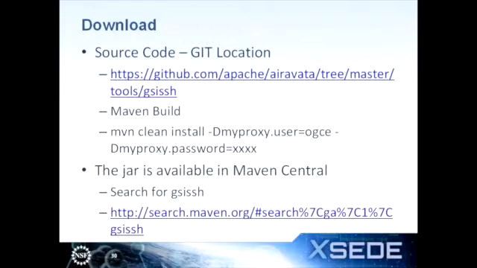For the job submission API, you can download the code from GitHub, or you can download the code from Apache Git and build it using Maven. If you have MyProxy credentials, you can use these particular parameters with your Maven command and run the tests. If you don't have any MyProxy credentials, you can just skip these tests and build the tool and use it.